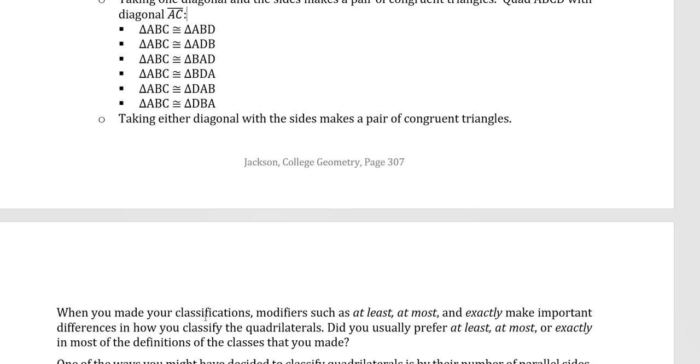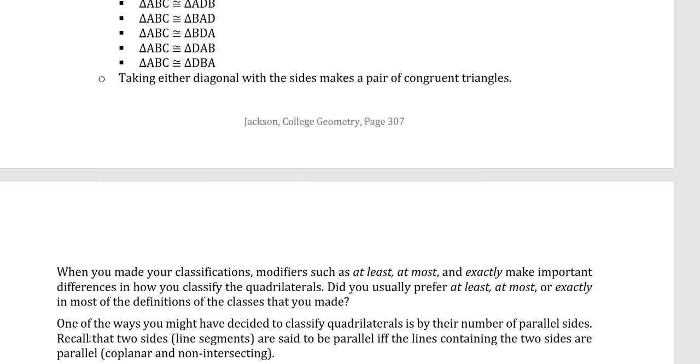So let's continue on this idea. When you made your classifications, or when we're looking at the ones that I came up with here, once again, modifiers such as at least, at most, and exactly make important differences in how you classify quadrilaterals. Did you usually prefer at least, at most, or exactly in those definitions of the classes that you made? One of the ways you might decide to classify quadrilaterals is by the number of parallel sides. Recall that two sides, line segments, are said to be parallel if and only if the lines containing the two sides are parallel. So remember that's coplanar and non-intersecting for the lines.